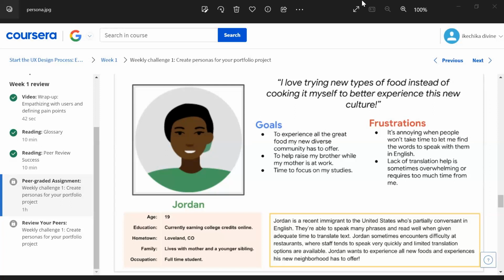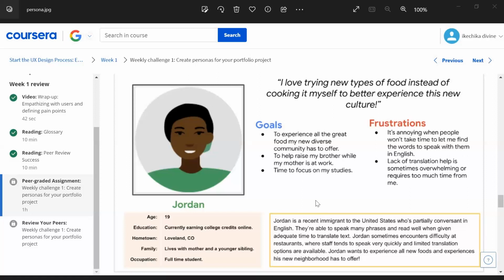Audio is too fast. Okay, let me slow down. So, look at his goals. His goal is to experience all the great food that his new diverse community has to offer. Now, he has come into a new location, a new community altogether, a new environment. He has the goal of experiencing new food because he likes to try out food, right? And he also wants to help his mother raise the brother while she's at work. And he still needs time to focus on his studies.